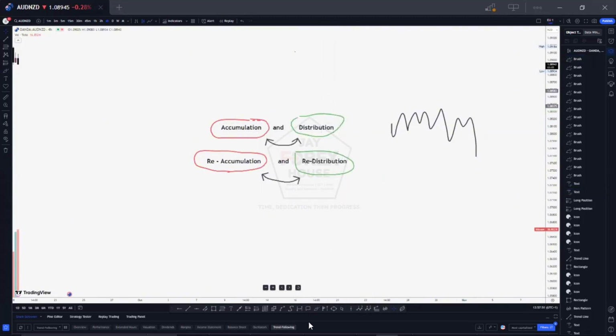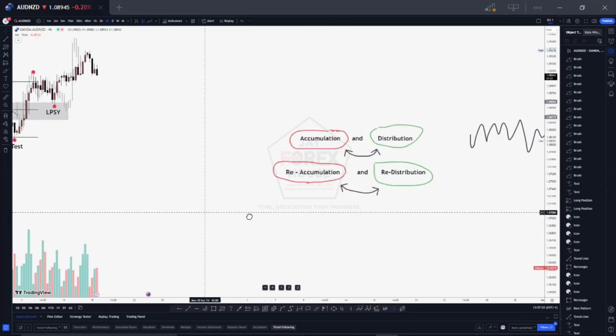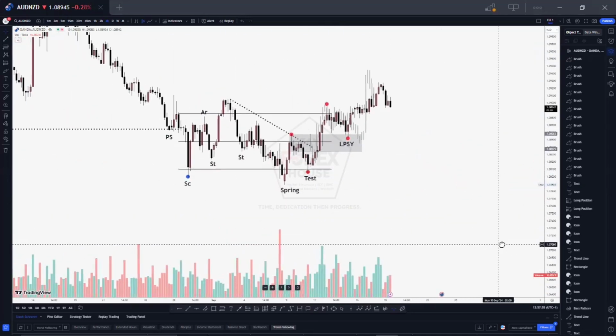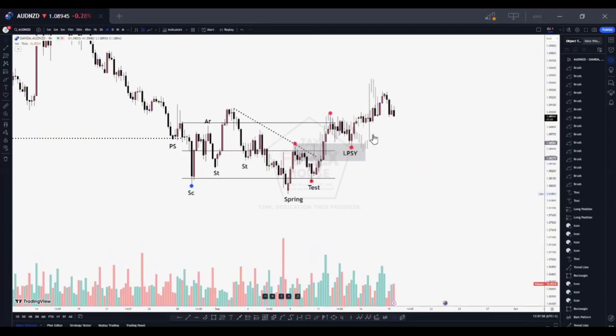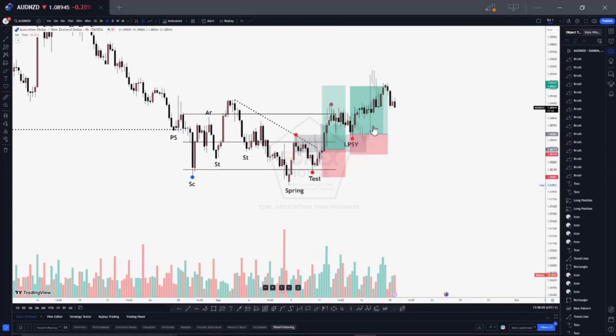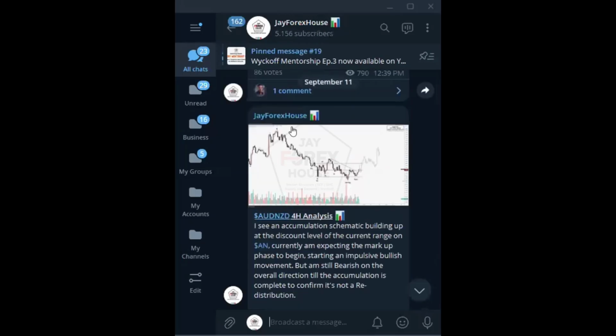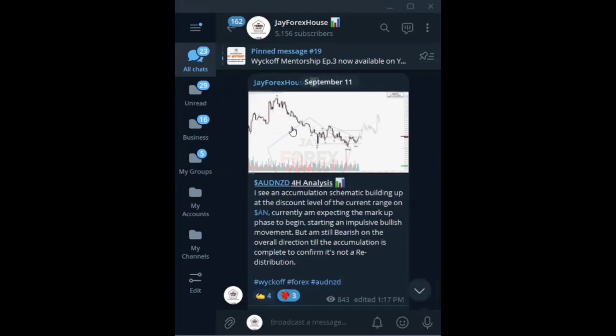We had this analysis within the community last week. I shared it before it played out. If you're not in the community, you can easily join us using the Telegram link in the description. Here we go, I shared it on September the 11th. You can see the analysis breakdown. This was before the playout we have on the chart, so this was the analysis, and on the chart are the results one week later.